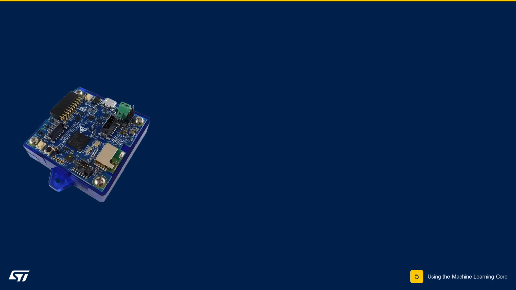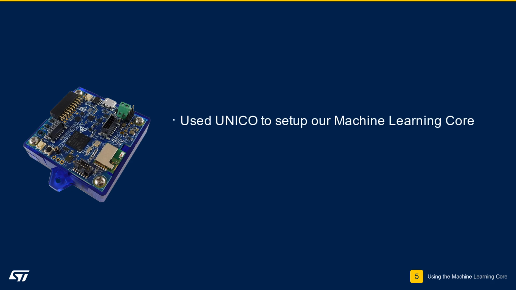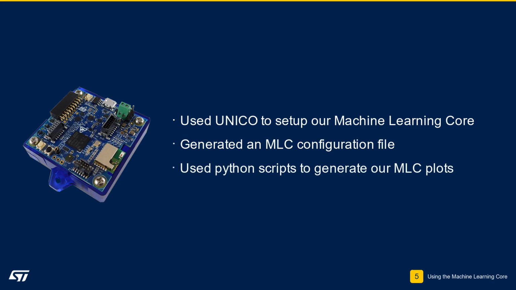In this module, we use the STMicroelectronics application to set up our machine learning core. We generated a configuration file for the STWIN board and then generated shake events to trigger the MLC state machine. Finally, we visualized the MLC output using Python plotting scripts. This concludes Module 5.